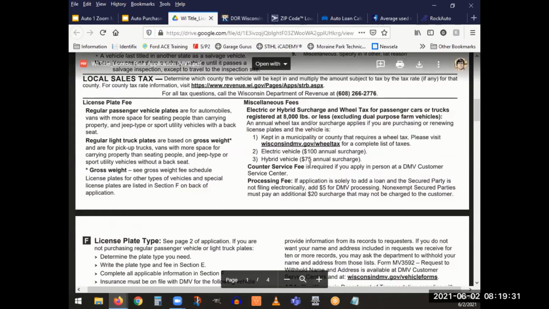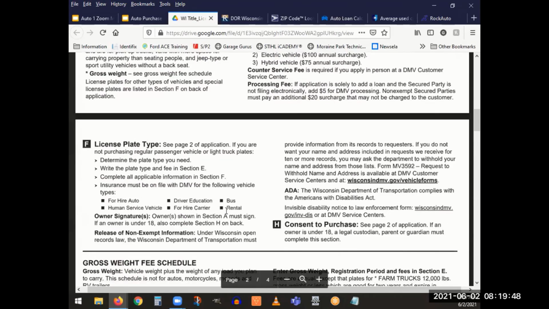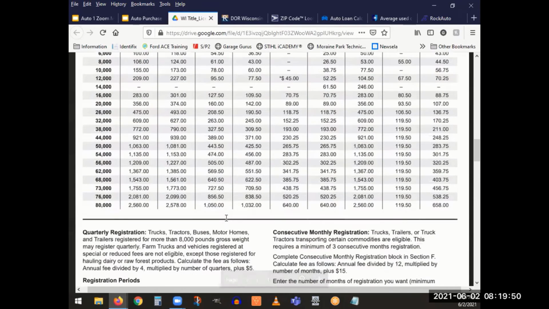So I'm going to presume most people live in Fond du Lac County or the city of Fond du Lac or something close. So there's no wheel tax on top of that. That's good news. Electric vehicles, you got a $100 annual surcharge on top of your license registration. Hybrid vehicles, $75 annual surcharge. So that's always fun.